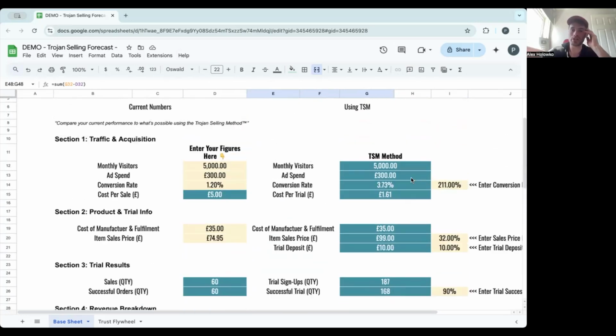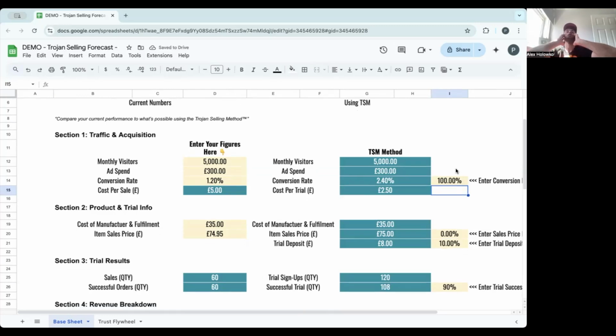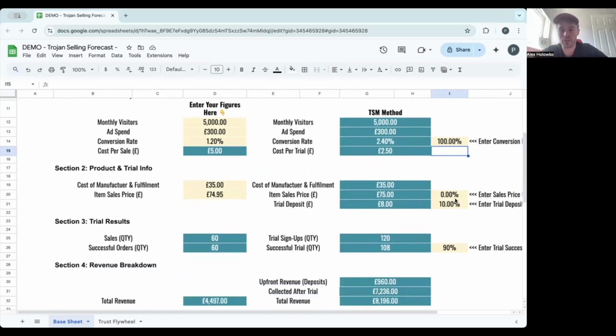Let's just completely reduce these numbers down. Let's keep the monthly visits and ad spend the same, but reduce the item sales price down to what it actually is. So we've not even increased the sales price of the product. Let's also drop the conversion rate down to say 100%. And let's also assume, for whatever reason, there's more people that just take you for granted and don't take you up on the full trial, which almost cannot happen.